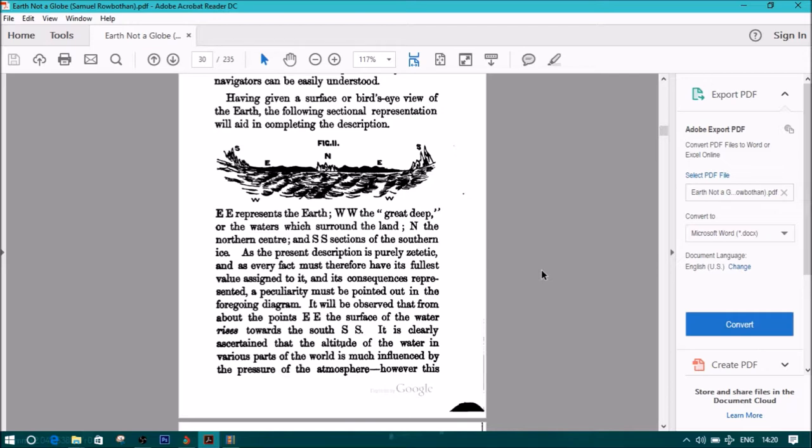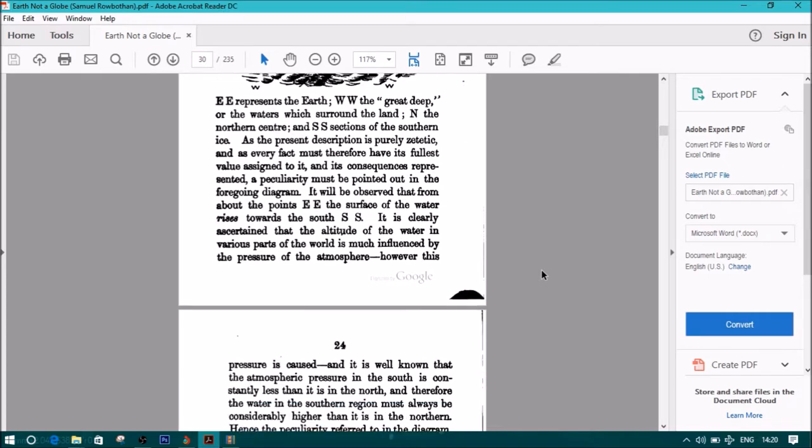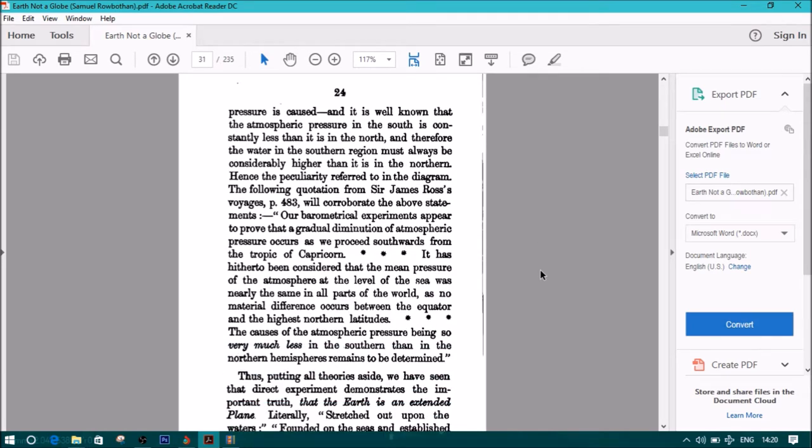It will be observed that from about points EE, the surface of the water rises towards the south, SS. It is clearly ascertained that the altitude of the water in various parts of the world is much influenced by the pressure of the atmosphere. However this pressure is caused, it is well known that the atmospheric pressure in the south is constantly less than it is in the north, and therefore the water in the southern region must always be considerably higher than it is in the northern. Hence the peculiarity referred to in the diagram.